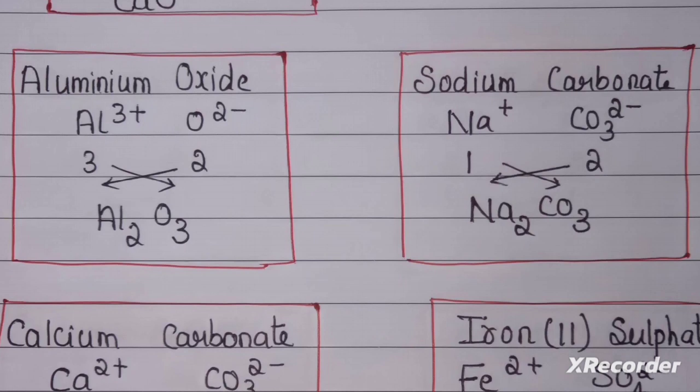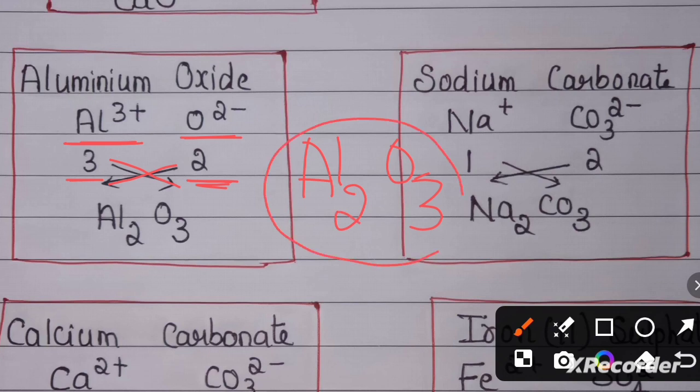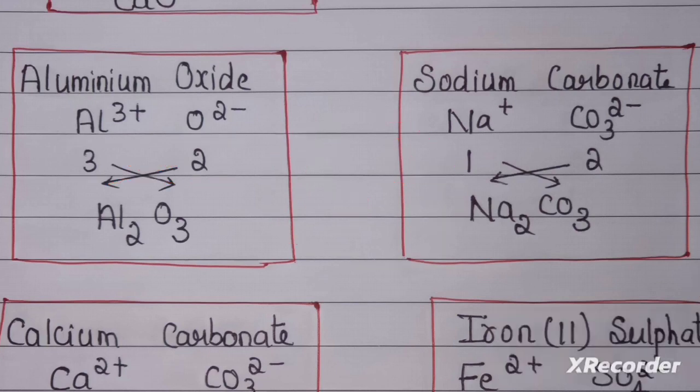Similarly, aluminium oxide, aluminium ion formula Al3+, valency is 3, oxide ion O2-, valency is 2. Now pass the valency by crisscross method. So aluminium valency is 3, pass to oxygen, so you take oxygen 3 times. Oxide ion valency is 2, pass the valency to aluminium, then the formula will be Al2O3, aluminium oxide.